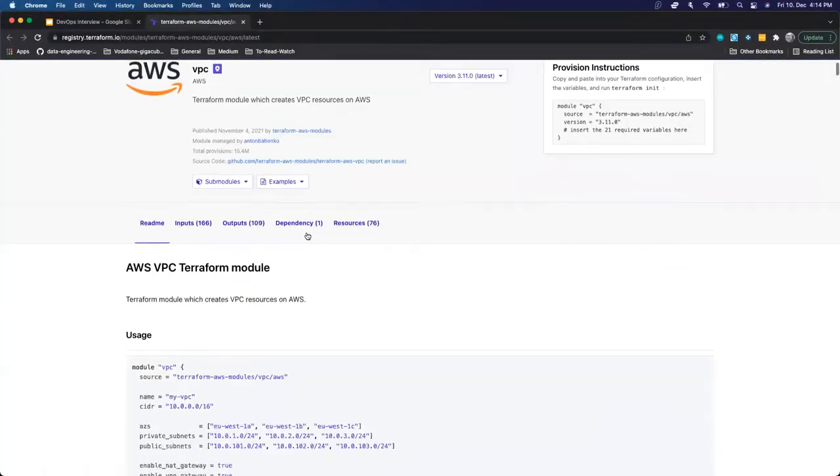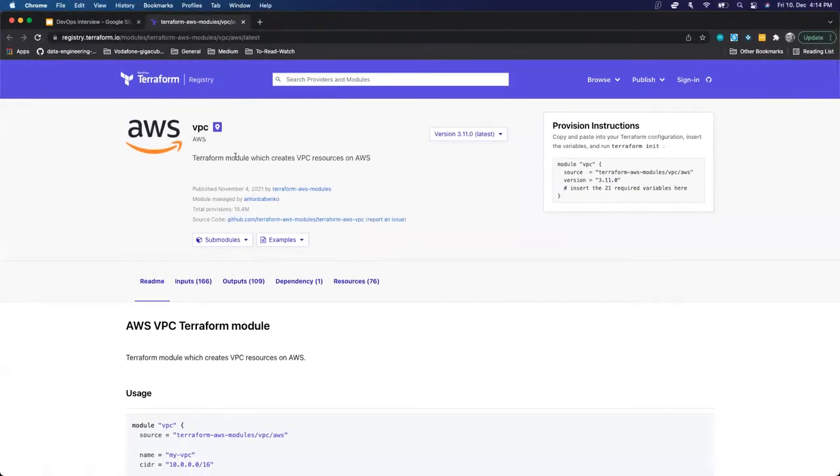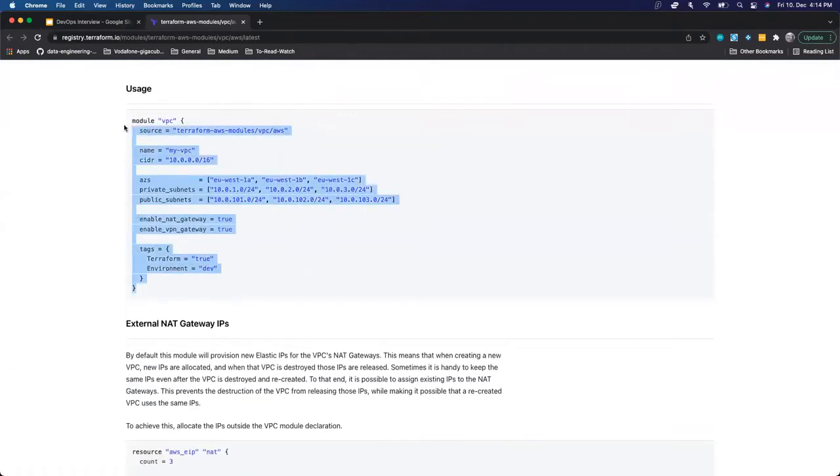You can access this on the website, something like this. You can see here, this is the AWS VPC Terraform module, and this is the Terraform module for VPC. What does it say? This module will help you to create an AWS VPC, and it is maintained in this location. You just need to pass the inputs as per the requirement and then start using the module.